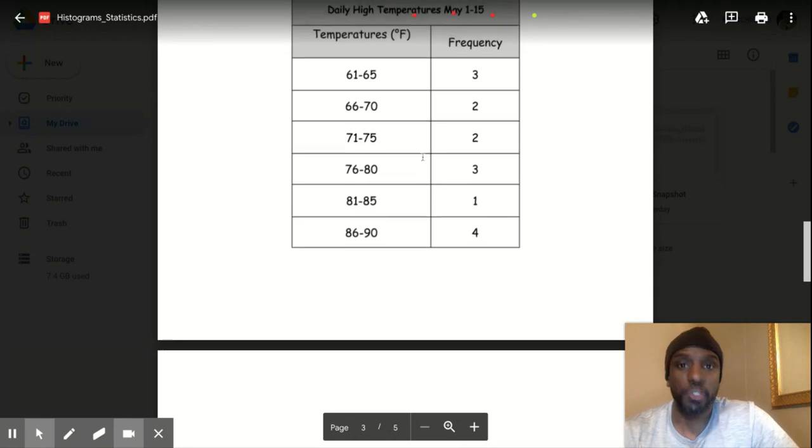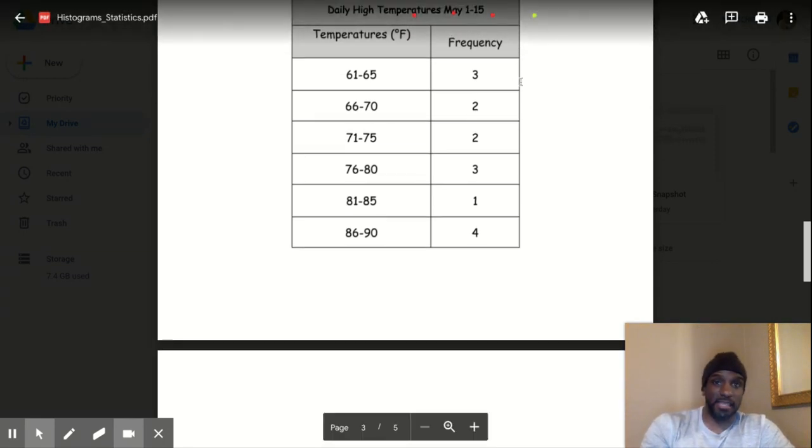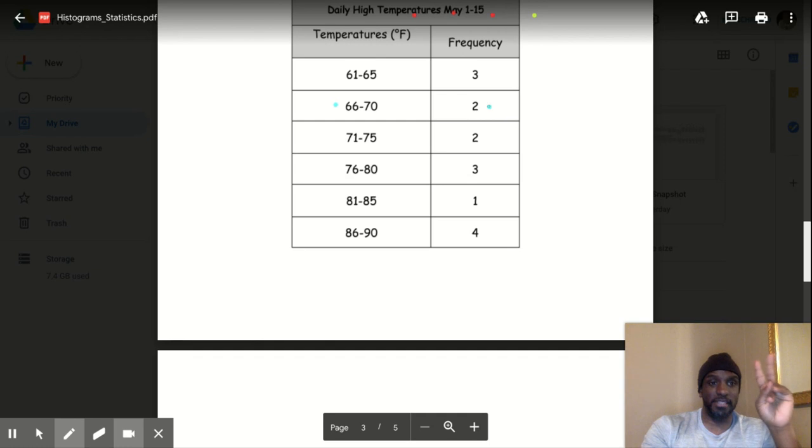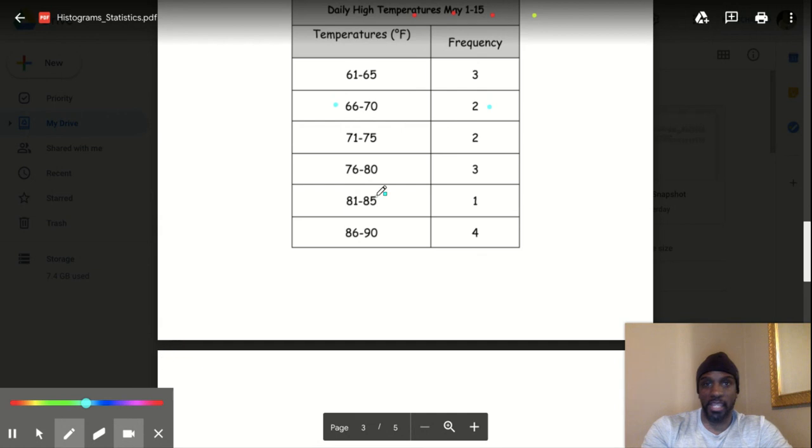Now, next one. I saw 2 days between 66 and 70. I'm looking right here, 2 days between 66 and 70. I'm going to use green. Well, you know what? Let's try this light blue. So right here, 66 and 70, and I saw there were 2 days at a temperature between 66 and 70. And then for 71 to 75, there were also 2 days. Let's do this in dark blue. Okay, so bam and bam.